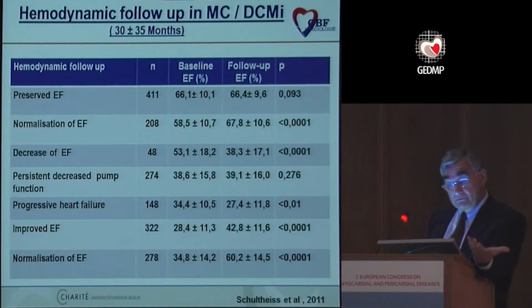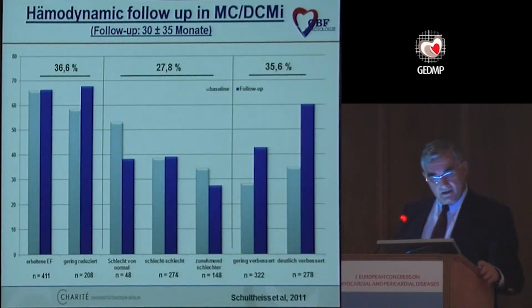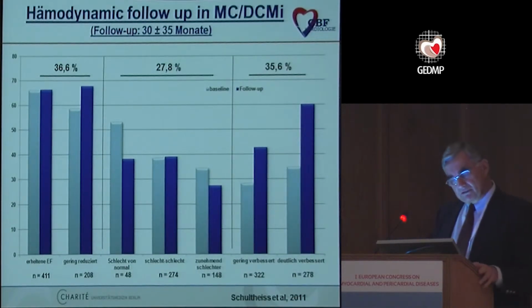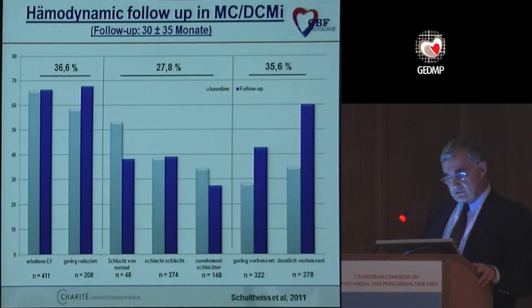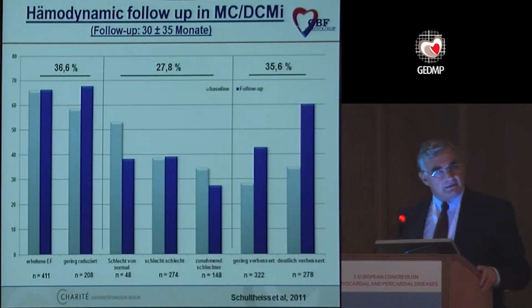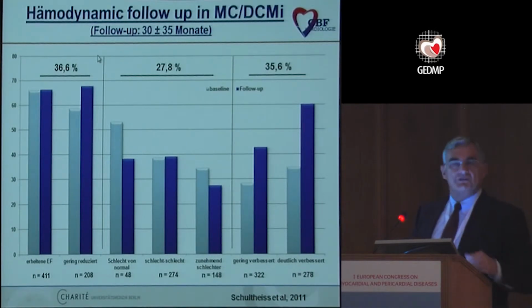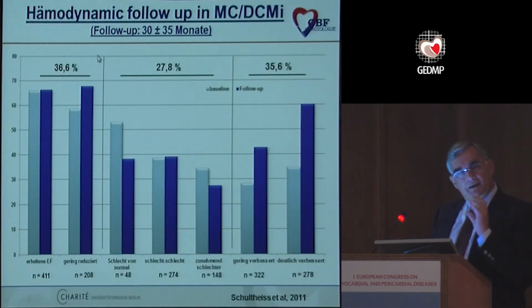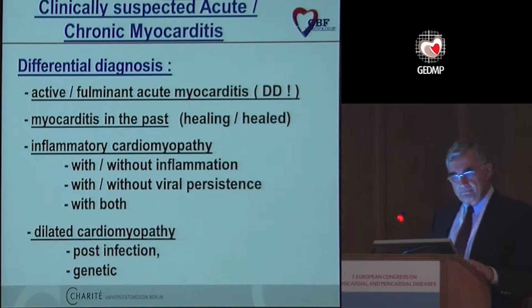So this is a natural history of the disease, which you also can see here. In some patients you have the same status, in others you have a continuous decrease, and in the third group there's a dramatic improvement of left ventricular function. And the main question now is, how can we find out which patient belongs to which group? I think this is extremely important.